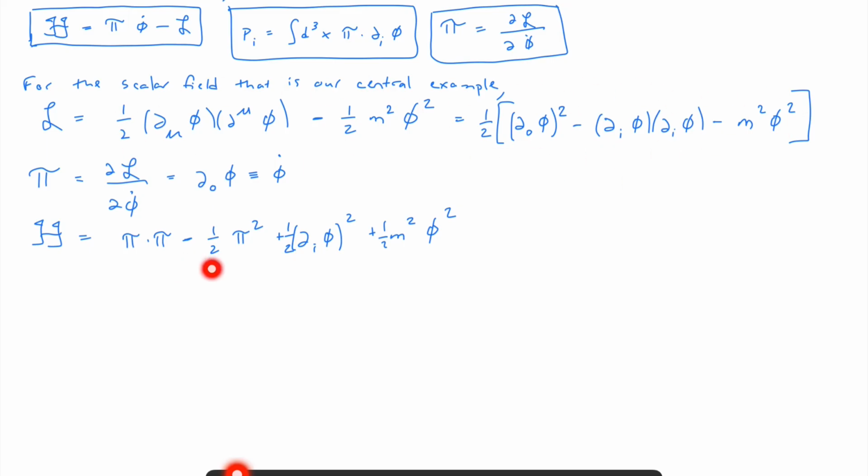That's minus 1/2 of phi dot, which I'm just going to change to pi again, squared, plus this minus becomes a plus 1/2 partial derivative with respect to i of phi, the whole quantity squared. This minus also becomes a plus this. This is pi squared minus 1/2 of pi squared, which was just total of plus 1/2 of pi squared. So that becomes positive 1/2 pi squared, which I can factor out. These are the 1/2 in each of these factors. And here's my final form for the Hamiltonian.